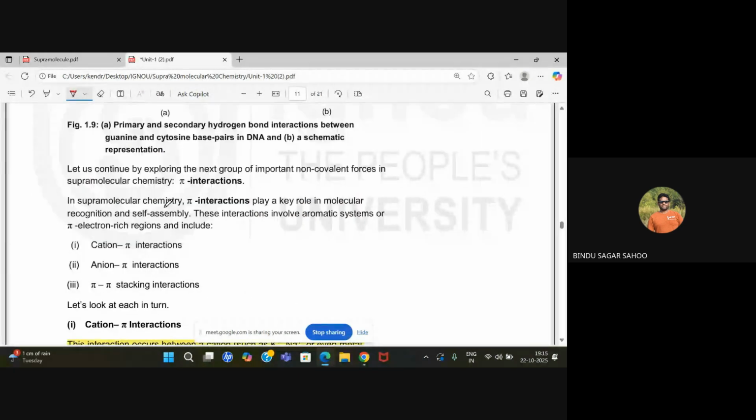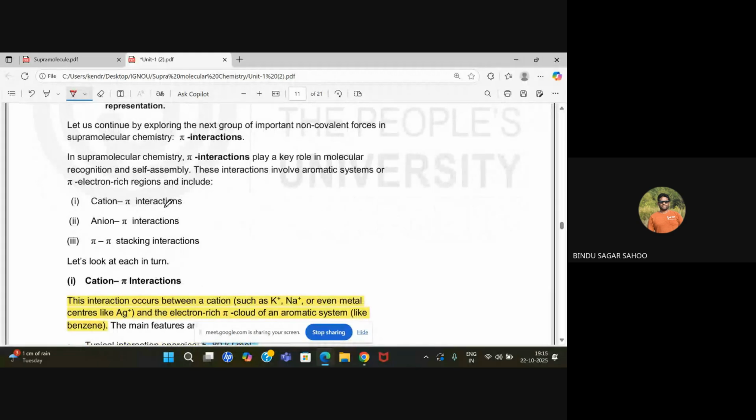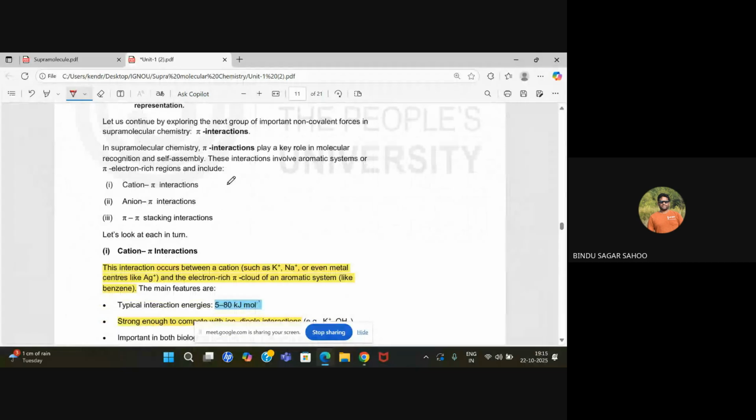Then we will discuss pi interaction compounds. In pi interaction compounds, there are different types: cation pi interaction, anion pi interaction, and pi-pi stacking interactions. So we can consider three different types of pi interactions. That means one component's pi electron density can make an interaction with another component's pi electron density. Or the interaction may involve a positive charge center making a pi interaction, or a negative anion also making a pi interaction.